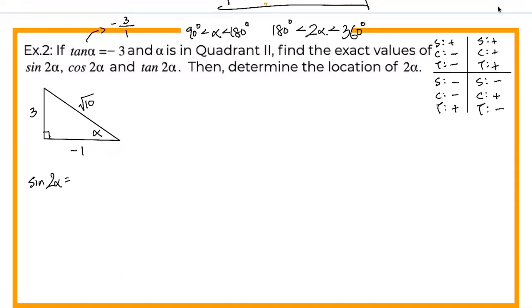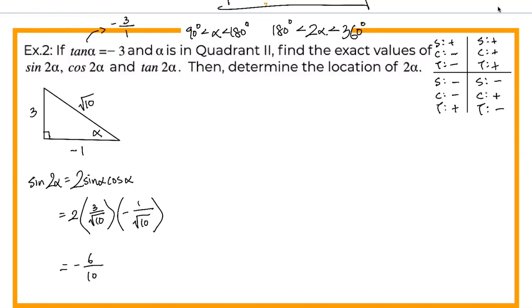So sine 2 alpha is 2 sine alpha cosine alpha, which is 2 times 3/√10 times -1/√10. And when we clean this up, it will give us -6/10, or we could say -3/5. Now that makes sense because I know my angle has to be in quadrant 3 or 4, and so sine should be negative for both quadrants.